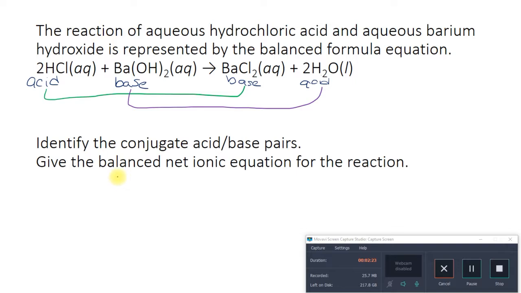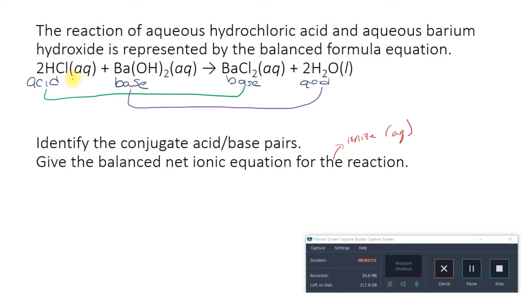Okay, now give the balanced net ionic equation for the reaction. In order to do that, we have to do what we called the complete ionic equation. We're going to ionize anything that's aq. Aq means dissolved in water, and it means that anything that's ionic is going to split into pieces. Acids and bases are also going to split up.